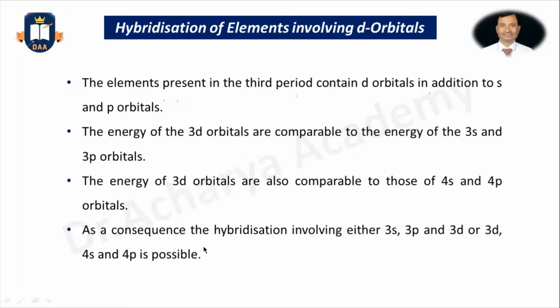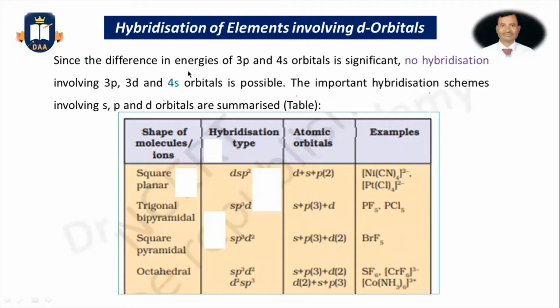And the consequence is that hybridization is possible either with 3s, 3p and 3d orbitals or 3d, 4s and 4p orbitals. There is some energy difference between 3p and 4s orbitals, so hybridization is not possible in between these orbitals involving 3d orbitals.